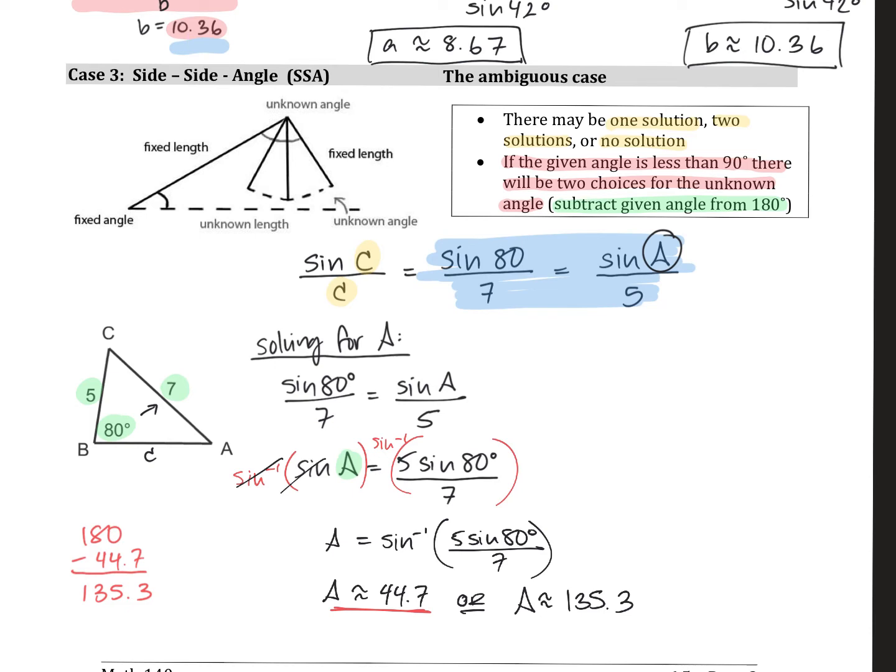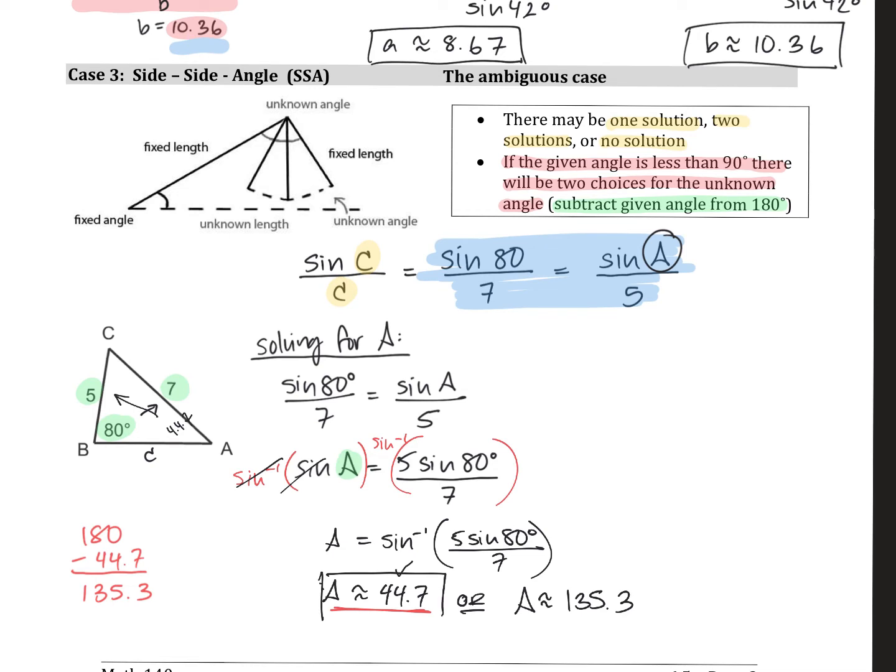Now, before we continue on, we need to make sure both of these cases are actually possible. Well, A equals 44.7. Yeah, that could fit into here. Let's say we could imagine it right there. It's smaller than 80, so it makes sense that it would have a smaller side on the other side. Okay, so 44.7 checks out. We can go ahead and keep working with that.